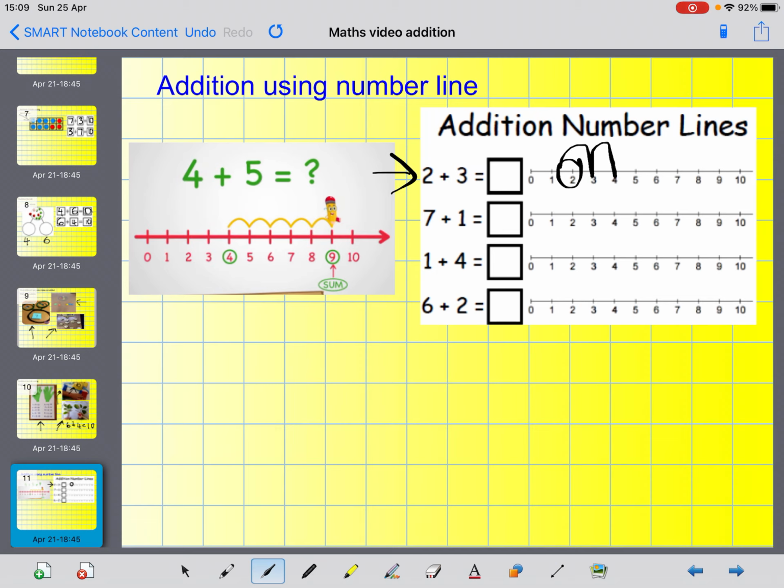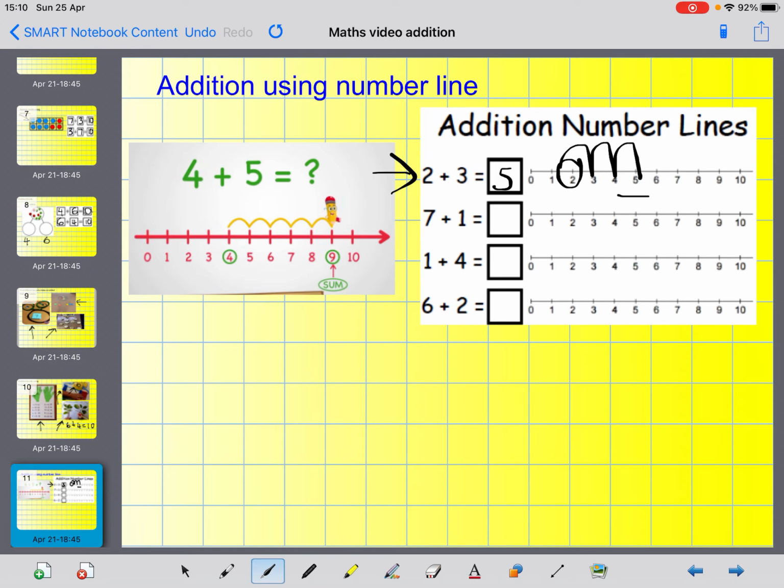1, 2, 3. So I landed on number 5. So 2 add 3 equals 5. Let's look at the next example.